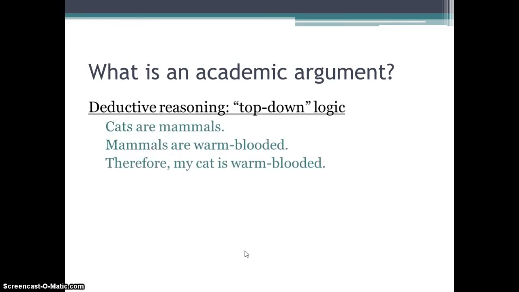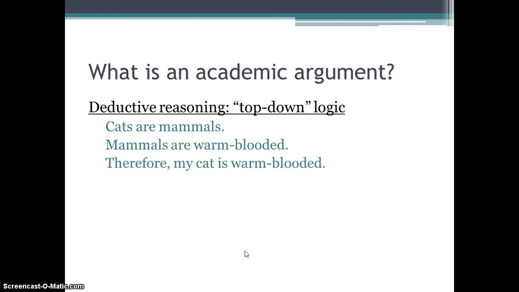So, deductive reasoning is sometimes called top-down logic. It begins with a rule, and then it explains this overarching rule in terms of a couple of ideas about the overarching rule, and then applies it to a specific example or specific situation. So if the example really does fit and all the statements are true, then the reasoning is good. In this example, we have cats are mammals. Mammals are warm-blooded, therefore my cat is warm-blooded.